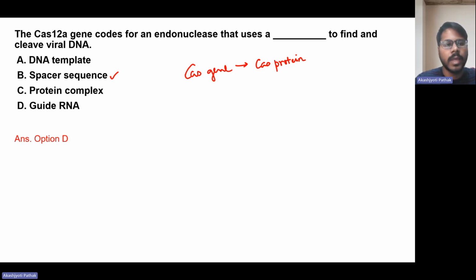Okay, so not the spacer sequence alone, but the spacer sequence together with this tracer RNA that I was saying, the transcribed cRNA, this hairpin-like structure together is called the guide RNA. Okay, guide RNA, single guide RNA. So the answer is option D, not spacer sequence alone. This tracer RNA region will be recognized by the Cas protein, so it is acting as a scaffold.